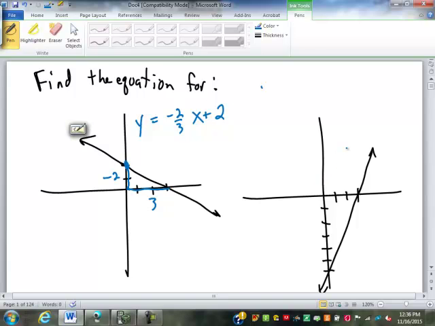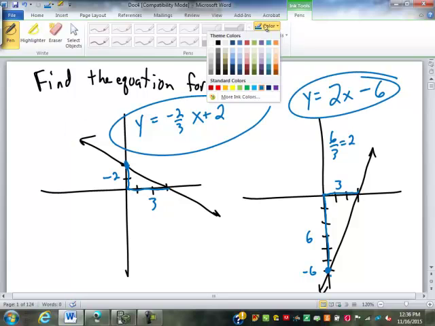Over here, where's my y-intercept at? Negative 6. So this is going to be y equals something times x minus 6. For my slope, from this point, as I move to the right, do I go up or down? Up. Tell me when. Okay, so how far was that? 6. Then I'm going to run how far? 3 units. So 6 over 3, which reduces to 2. So y equals 2x minus 6.